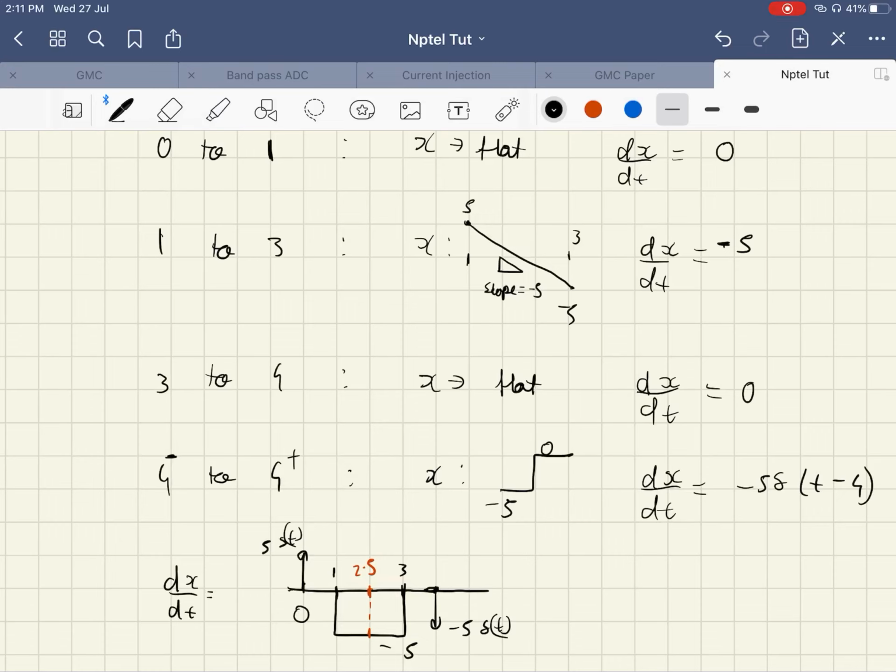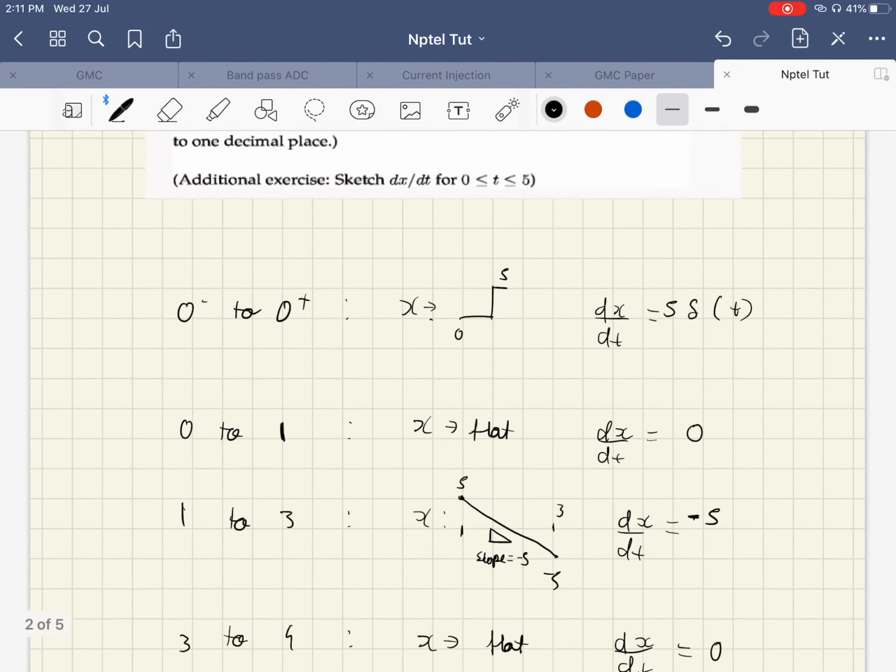So at t equal to 0, we have an impulse multiplied by the step size, that is 5. Then for 0 to 1, we have 0. Then for 1 to 3, we have dx by dt of minus 5. Then again 0 from 3 to 4. And at 4, again we have an impulse, and then it remains 0. So this is how we proceed with this question.